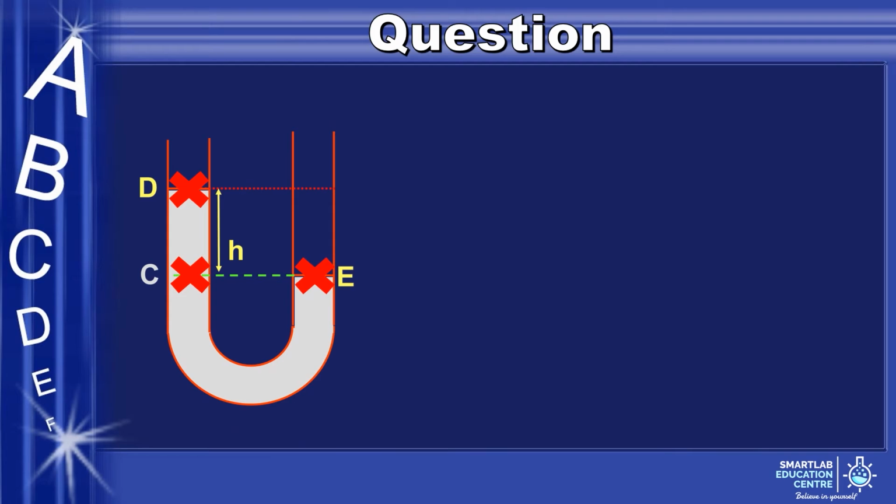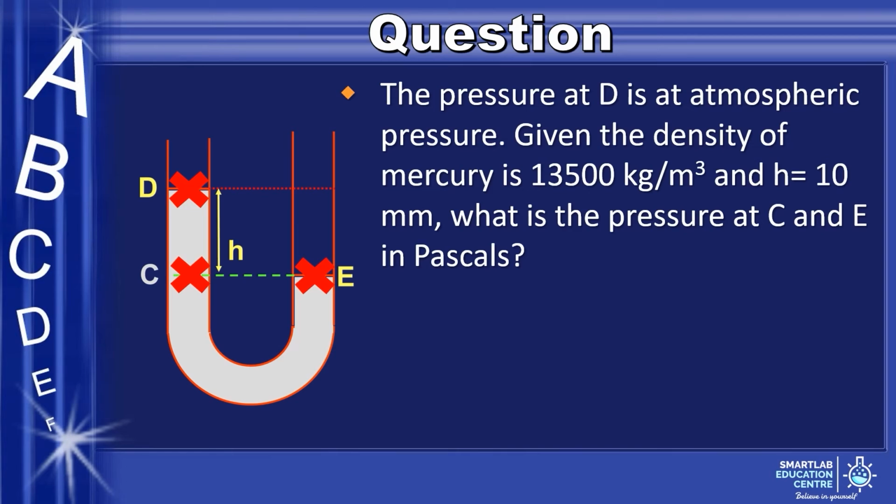Let us try another one. Here we see the same manometer, but with points at C, D and E. The pressure at D is at atmospheric pressure. Given the density of mercury is 13,500 kg/m³ and h equals 10 mm, what is the pressure at C and E in pascals? At the start, it is important to note that pressure at C is equal to pressure at E since they are at the same height.